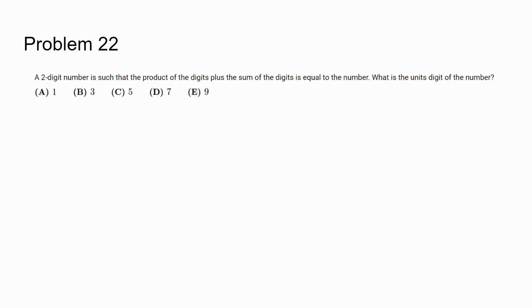Problem 22. We have a 2-digit number such that the product of the digits plus the sum of the digits is equal to the number. It wants us to find the units digit.